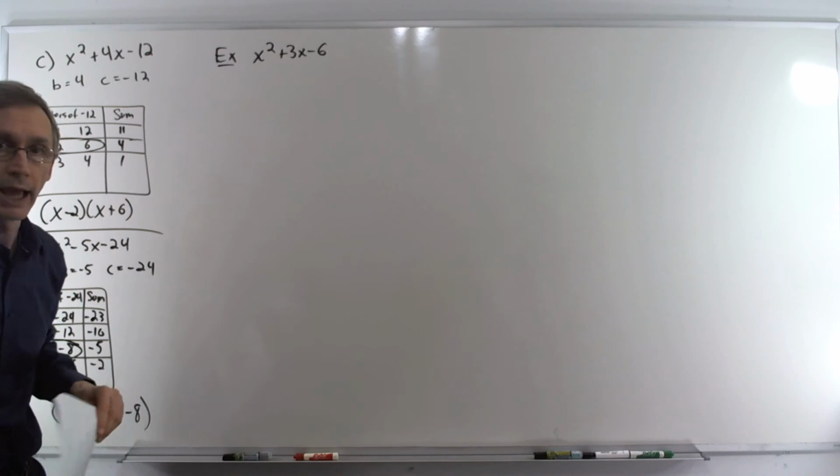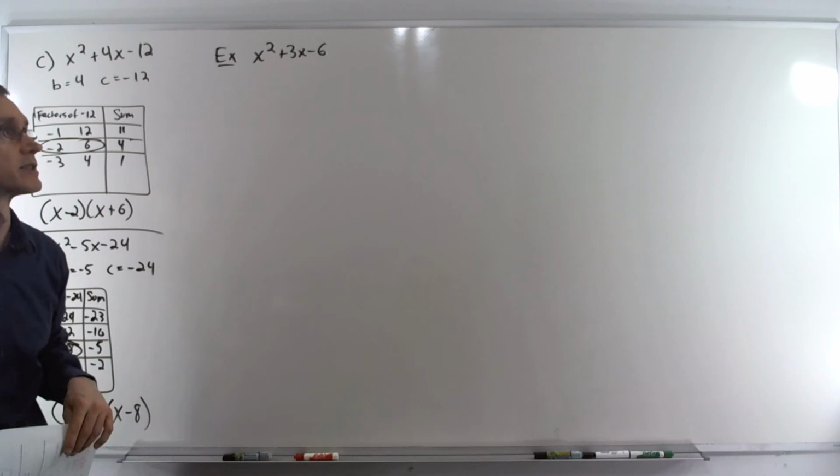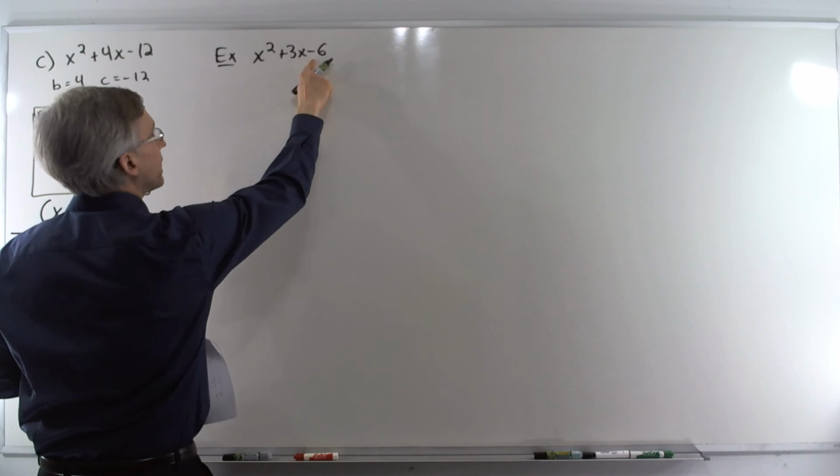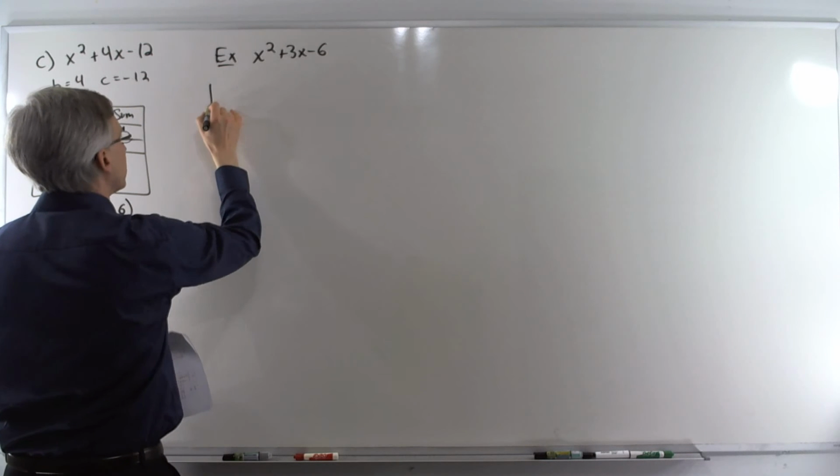Next example, x squared plus 3x minus 6. We want two numbers to multiply to get negative 6 and add to get 3.